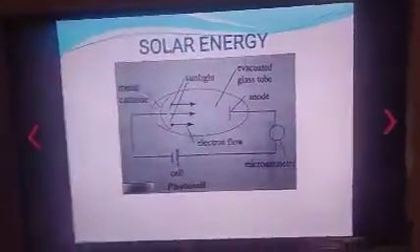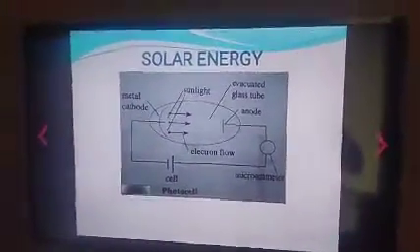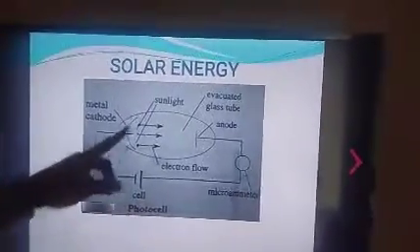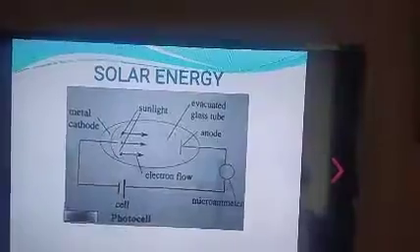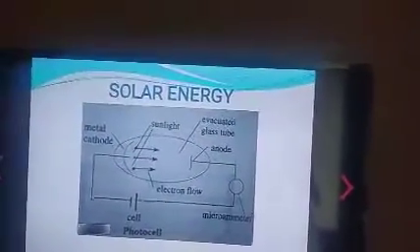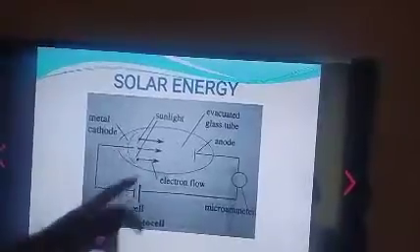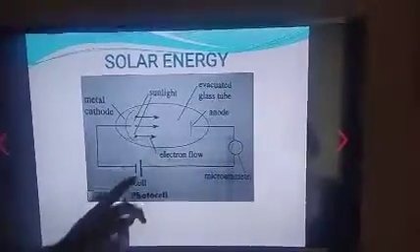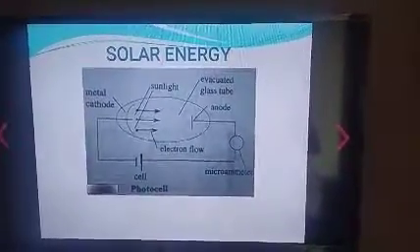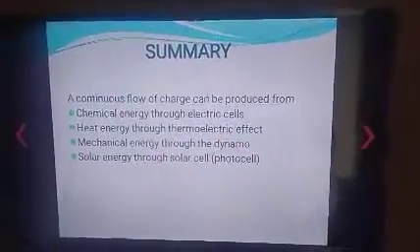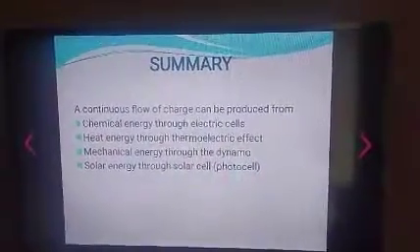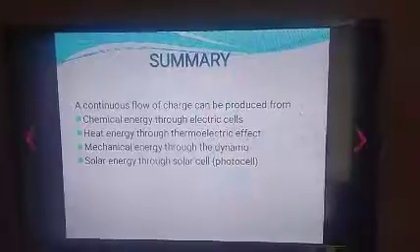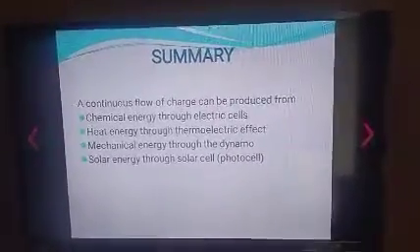Then we go to solar energy. Here we use the photocell, and this process is what we call the photoelectric effect. We place our receiver to receive the sun rays. The moment the rays hit the metal, electrons are given off. The moment these electrons connect to the anode, current begins to flow. Now let us see the summary of what we've seen so far. A continuous flow of charges can be produced from chemical energy using electric cells, heat energy using the thermoelectric effect, mechanical energy through dynamos, and solar energy through photocells.